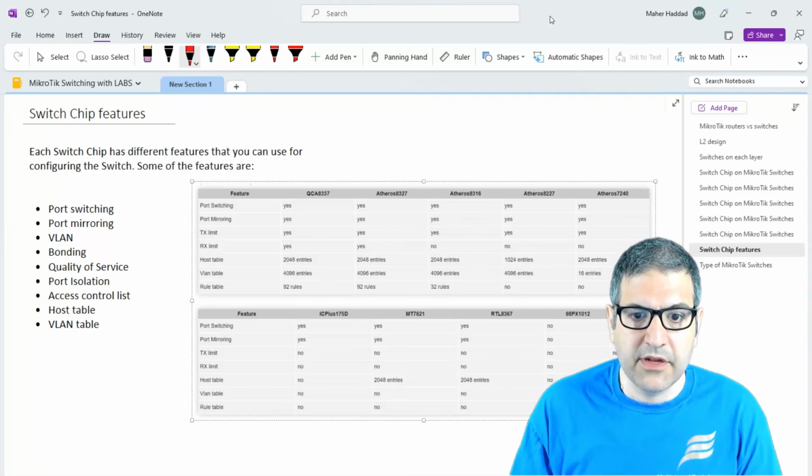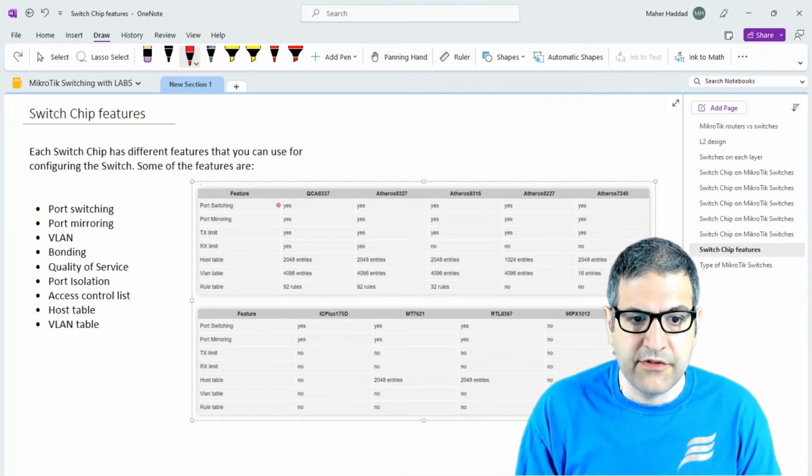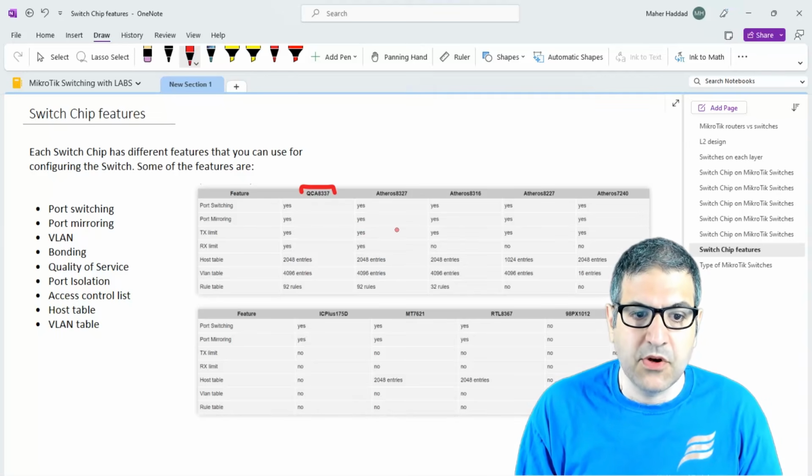I took it from the MikroTik website, the representation that you can see. Those are the features: port switching, port mirroring, TX, and so forth. Each model of the switch chip can support something and cannot support something else. So you can see that, for example, this one supports everything, and here how many entries you have for the host, for the VLAN, and how many rules you can create.